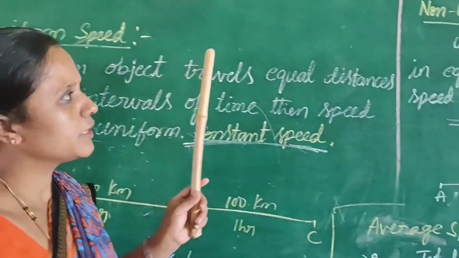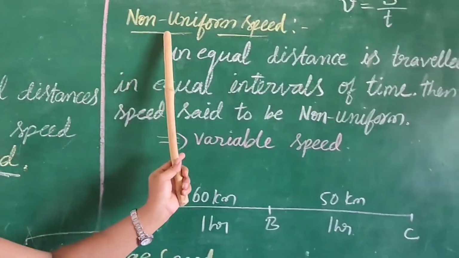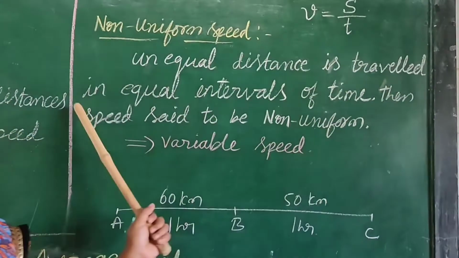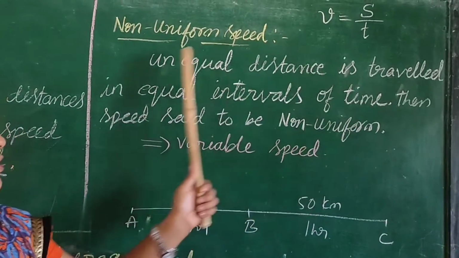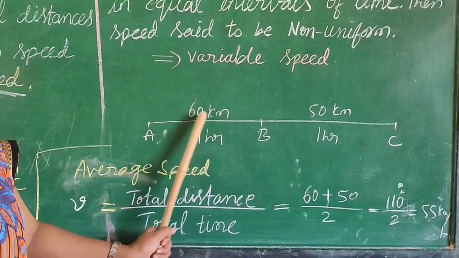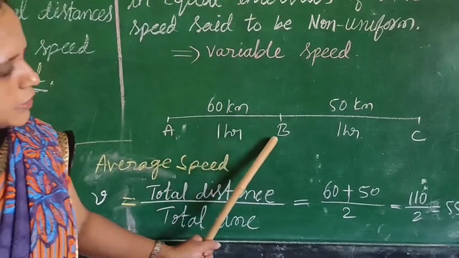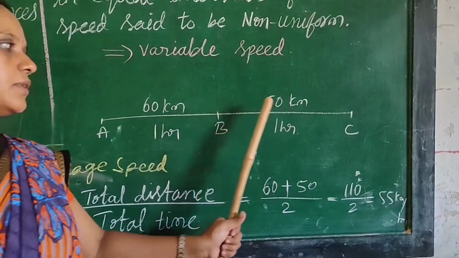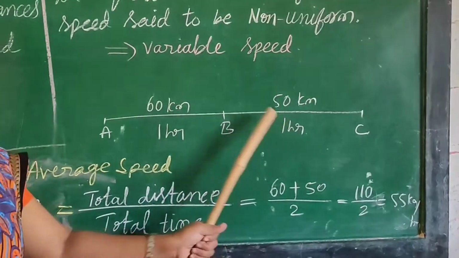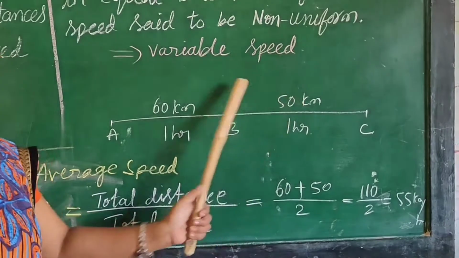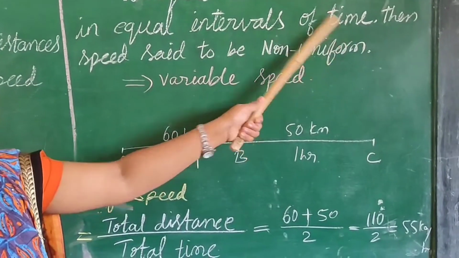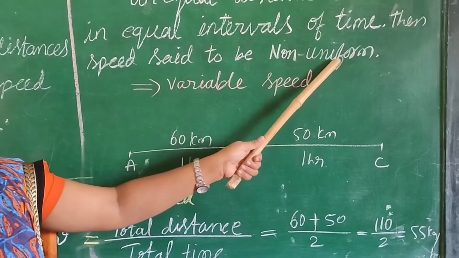Similarly, I am going to the next very important concept, the non-uniform speed. Here unequal distances are travelled in equal intervals of time. Students, you can look at this one. Here I start the journey from A to B. I cover a distance of 60 km in 1 hour. Next I continue the journey from B to C. Then I cover 50 km in 1 hour. So the time remains the same, but the distance changes. Any object that covers unequal distances in equal intervals of time is said to be in non-uniform motion.